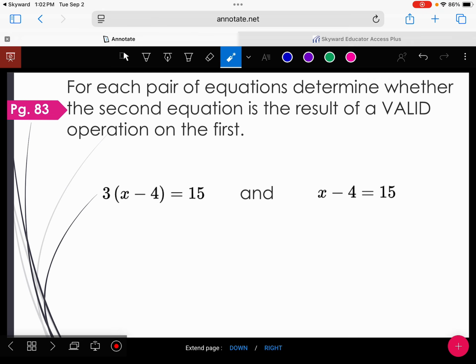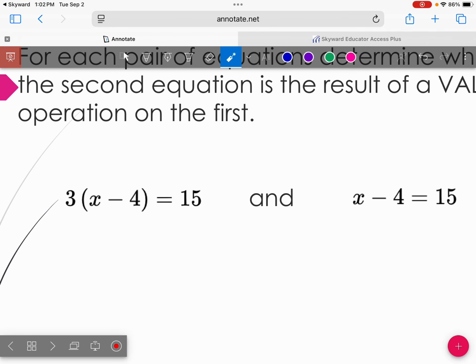Get rid of the 3. They got rid of the 3. Are they allowed to do that? No. This is not okay. We can't just remove the 3. So if we wanted to actually solve this, because they took out the 3 and said you can't do that, what could we actually do to solve this?